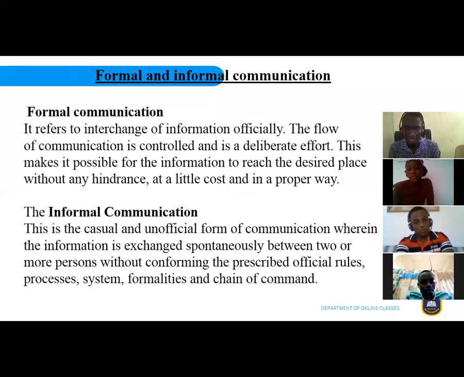Sorry, let's leave that particular portion. Let's talk about formal and informal communication before we go back to that. What is formal? What does it mean? In your own words, not what's on a screen, but in your own words.